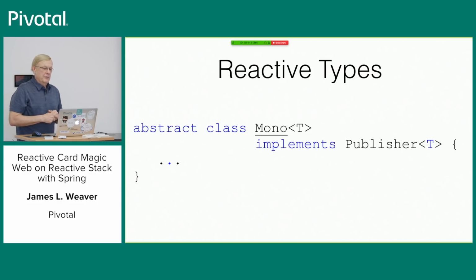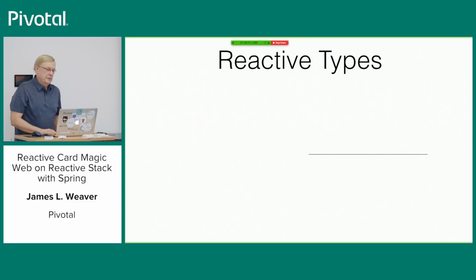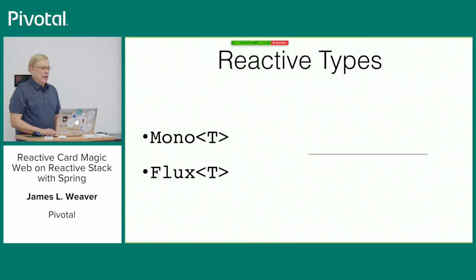So we would probably use a Mono, but it implements Publisher as well. So it has those same methods that the Publisher has, and we can subscribe to it. Here's just a pictorial of Mono. Mono is just 0 or 1 elements in a stream, and Flux is 0 to many elements in a stream.